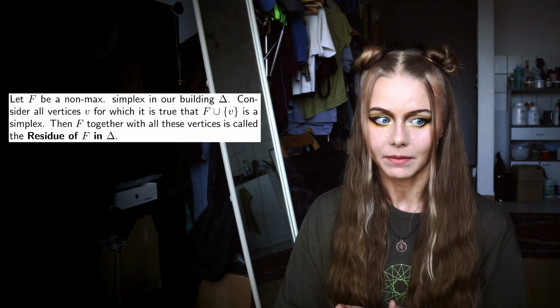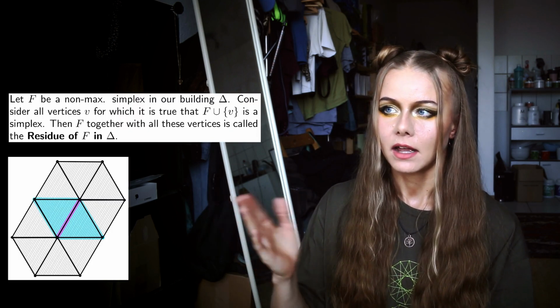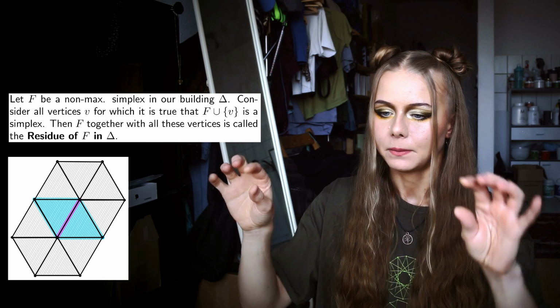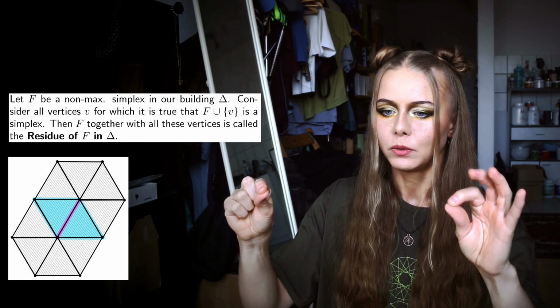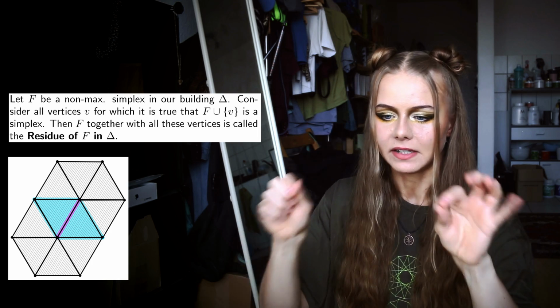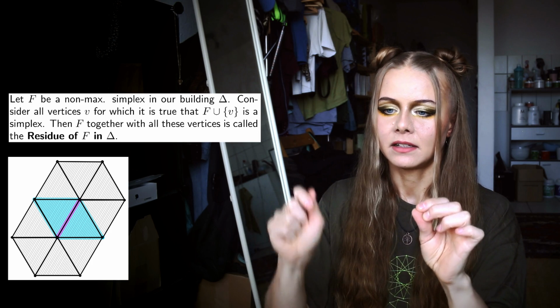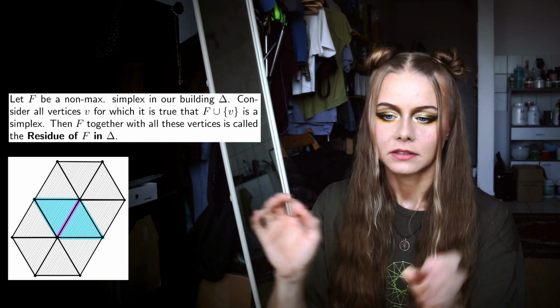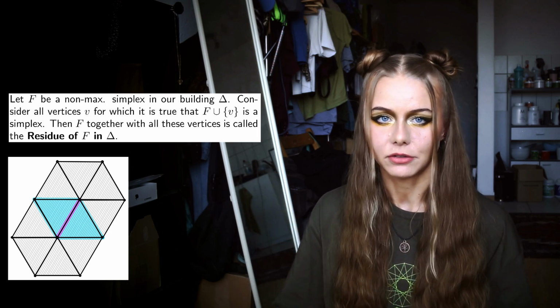And the simplicial complex induced on all the vertices joinable to a given non-maximal simplex F is also called the residue of F in our building delta. You can see in the picture, suppose we have that F is the purple line and we have vertices in blue that we can join such that F and the vertices form simplices again. Then the simplicial complex induced on these two vertices is the residue. So the blue area is the residue of F in delta.